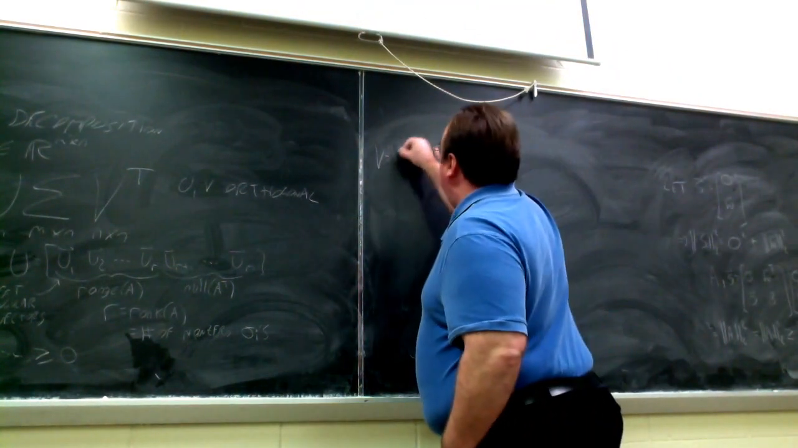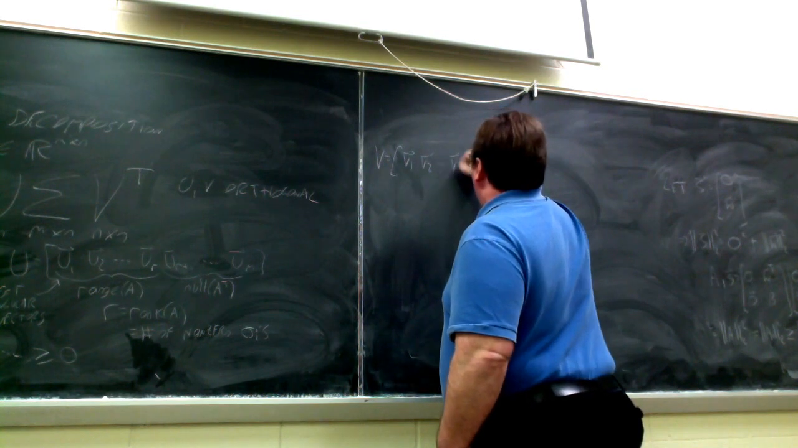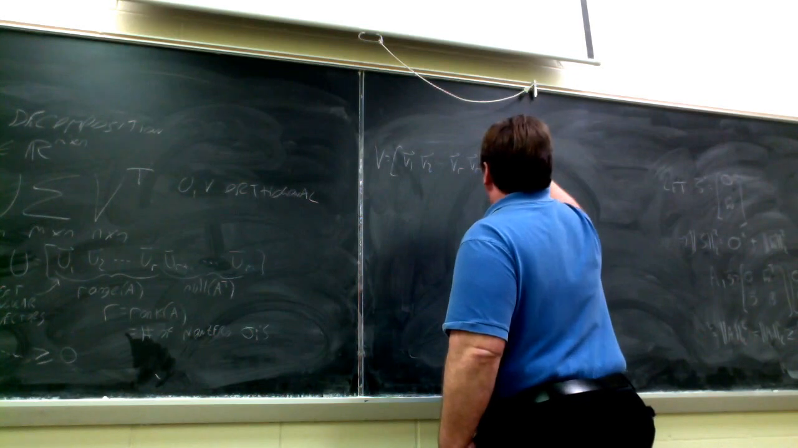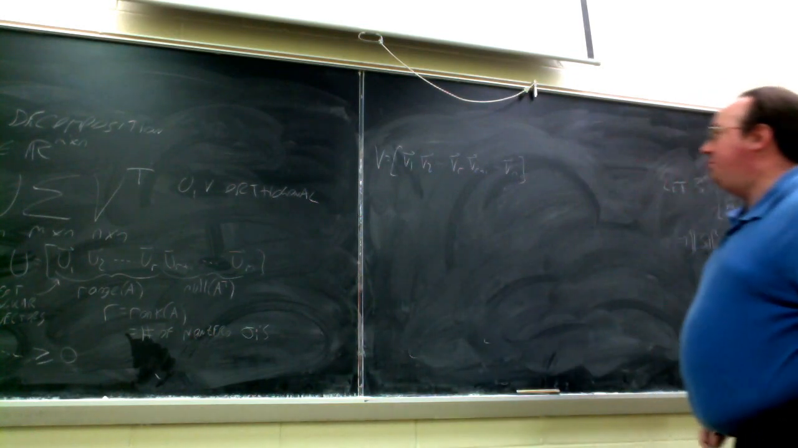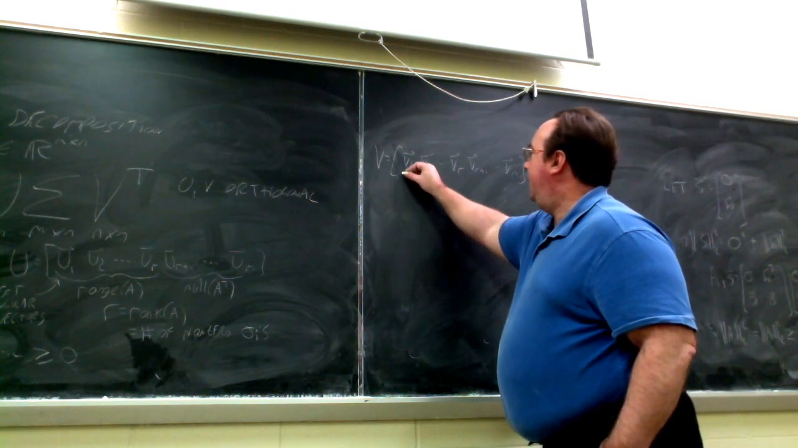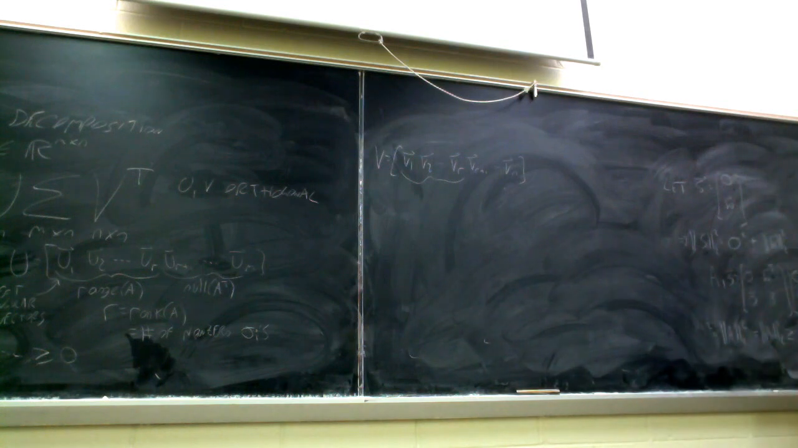So V has a similar description as U. It's n by n instead of m by m. So what do you think these vectors, what subspace of interest would those vectors describe, do you think? Null. No.